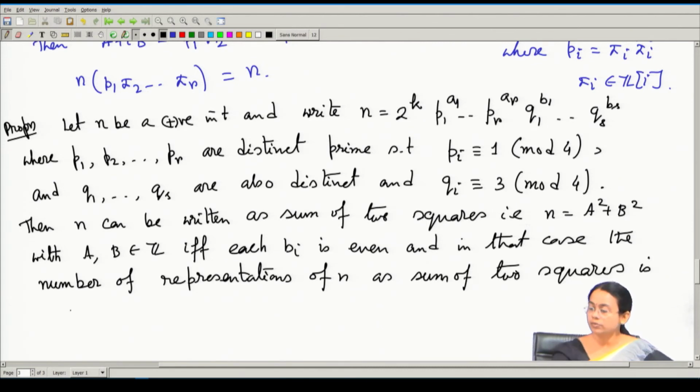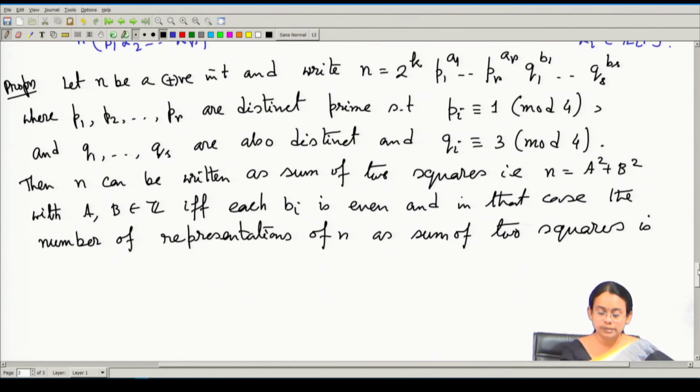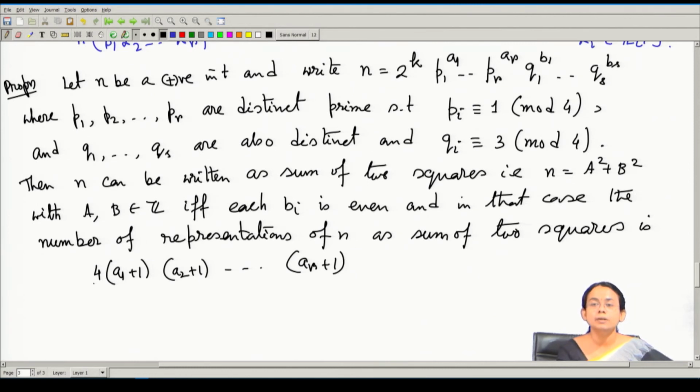So, how many possibilities are there? We will see that there are a total of 4 into (a1 + 1) into (a2 + 1) up to (ar + 1). So, this 4 you can see is coming because there are 4 units. So, whatever element I choose, a + ib, I can multiply that with these 4 units, and that will give me 4 possibilities.